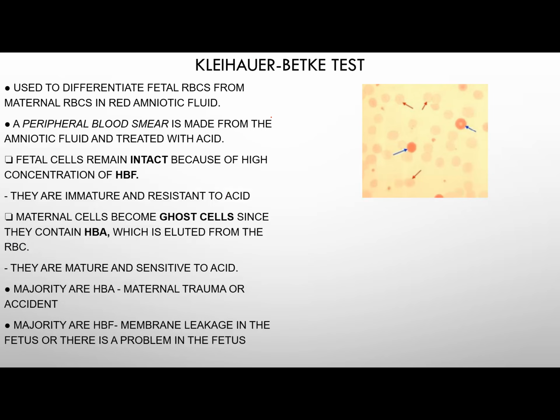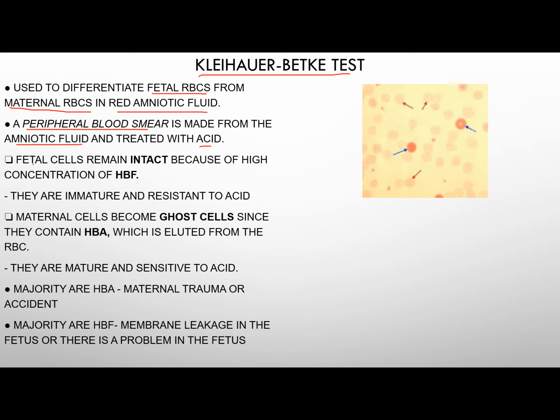Now, there are cases, class, wherein the amniotic fluid would be contaminated with maternal RBCs, seen in traumatic taps and such. So you would need to do what we call a Kleihauer-Betke test. The Kleihauer-Betke test, class, is used to differentiate fetal RBCs from maternal RBCs in a red amniotic fluid. So what you would be doing, class, is you're going to create a peripheral blood smear made from the amniotic fluid and treated with acid.